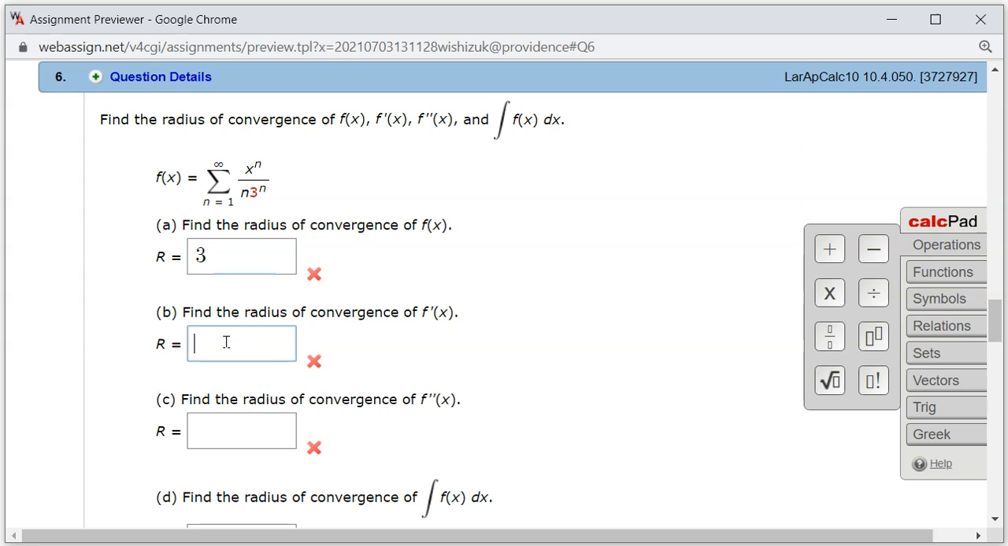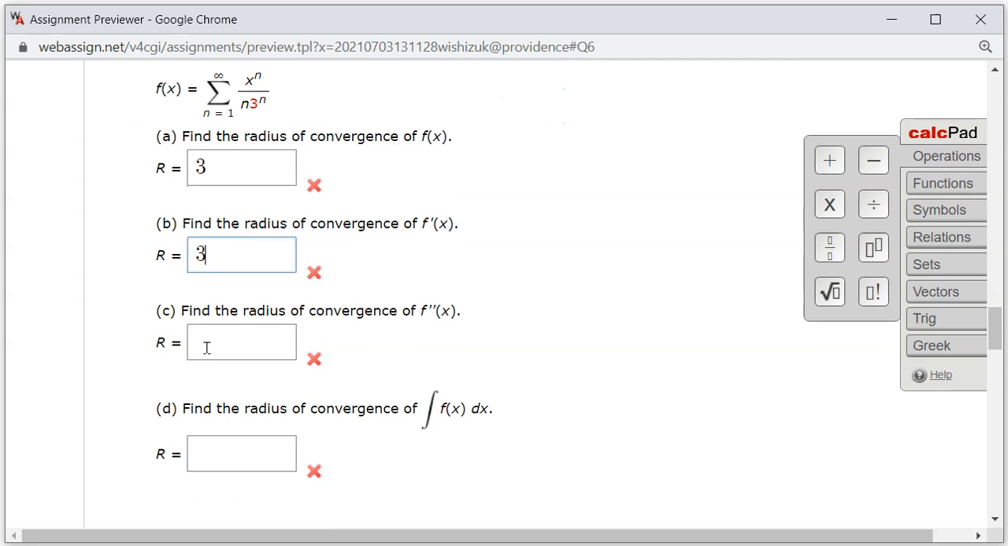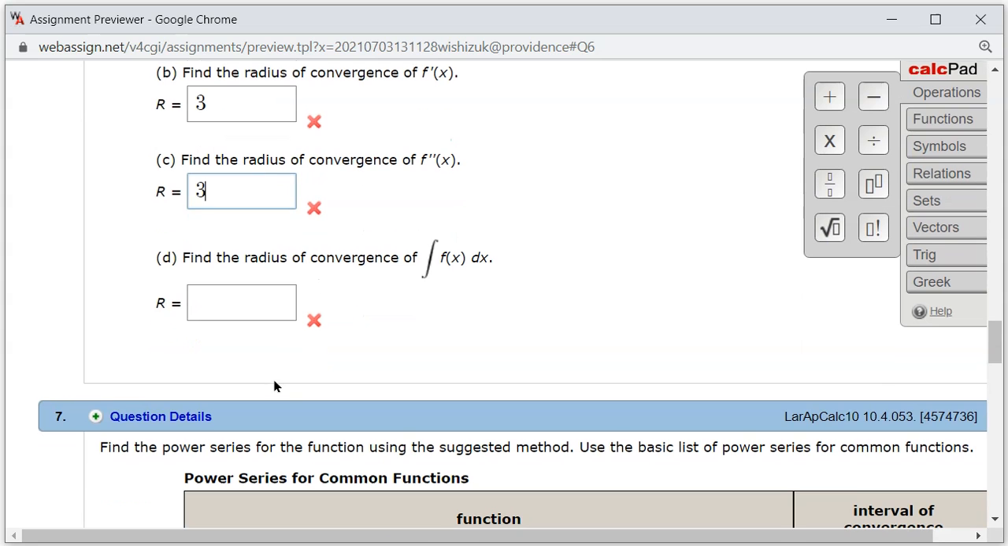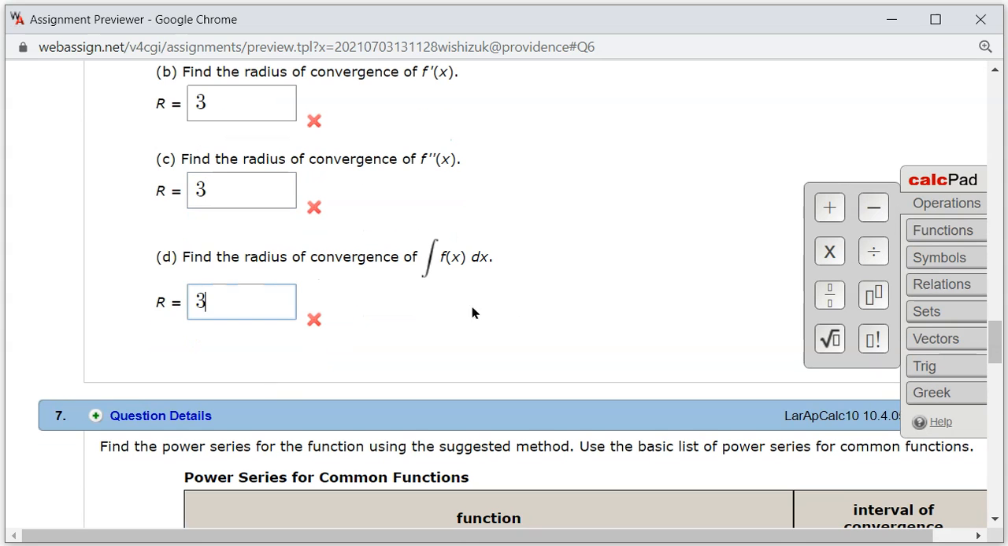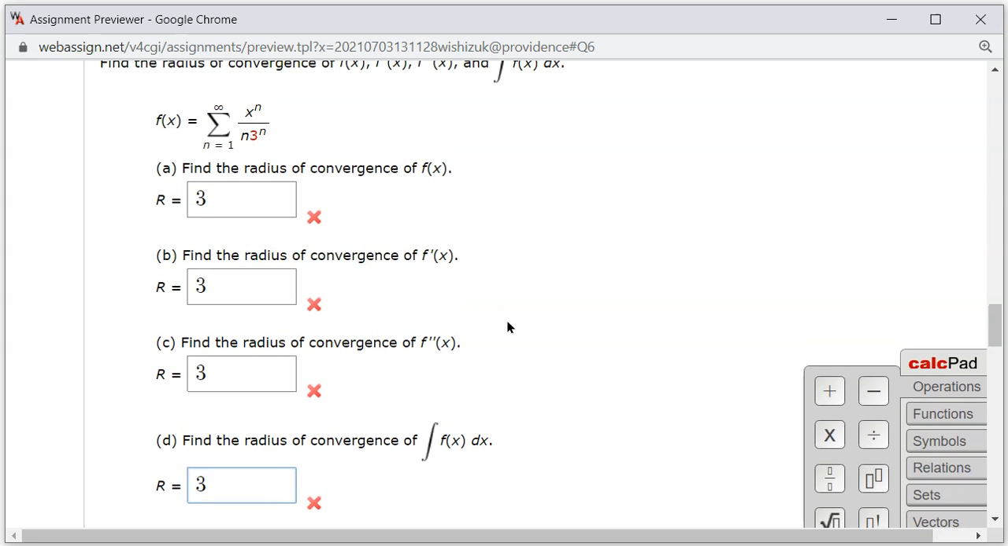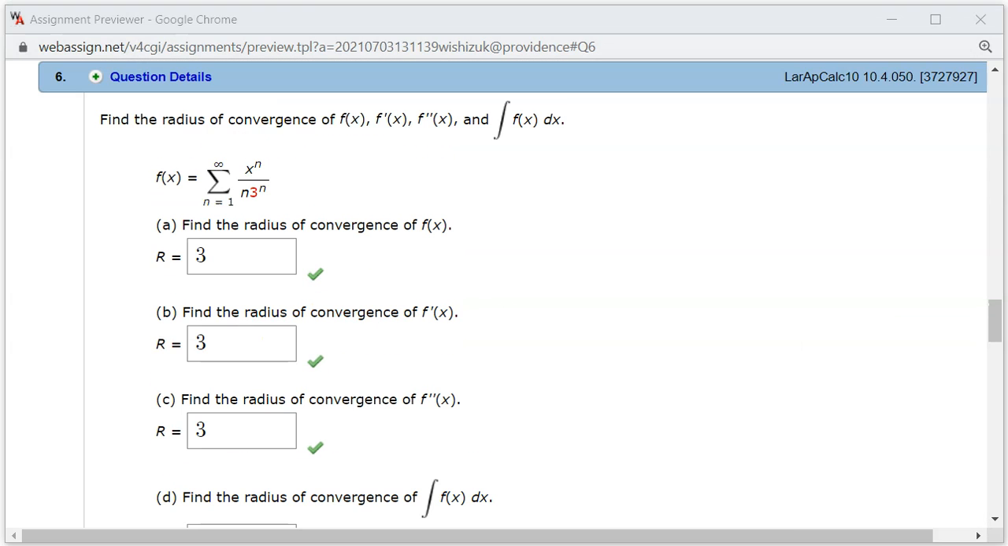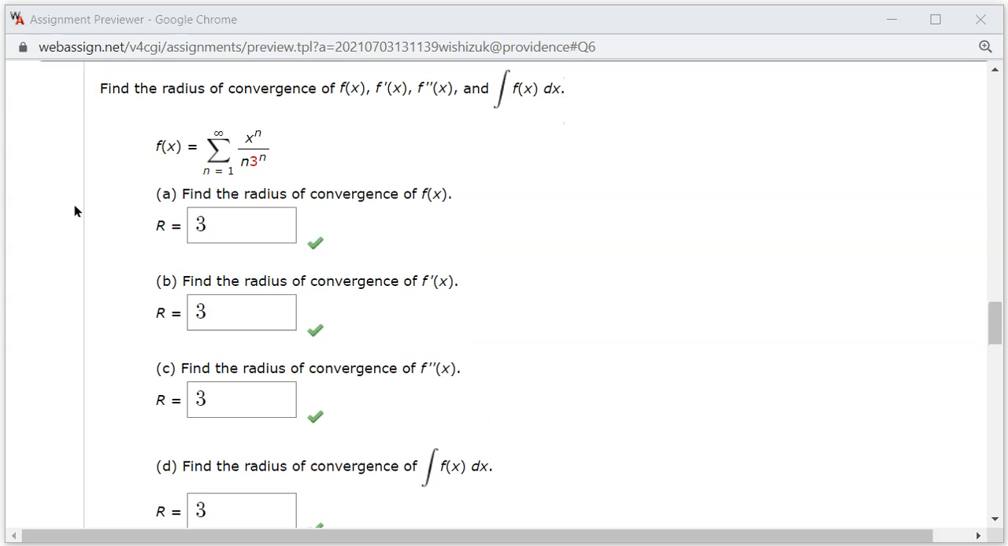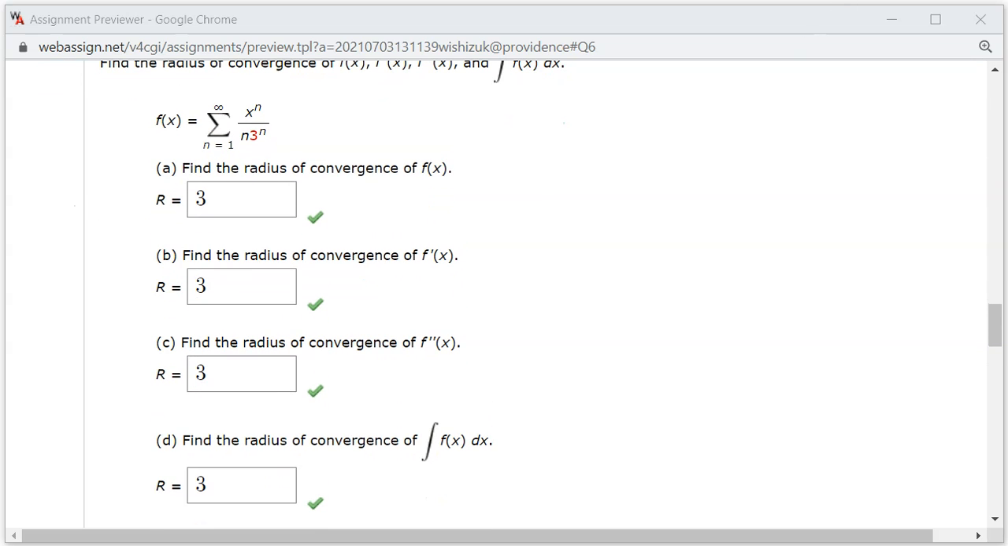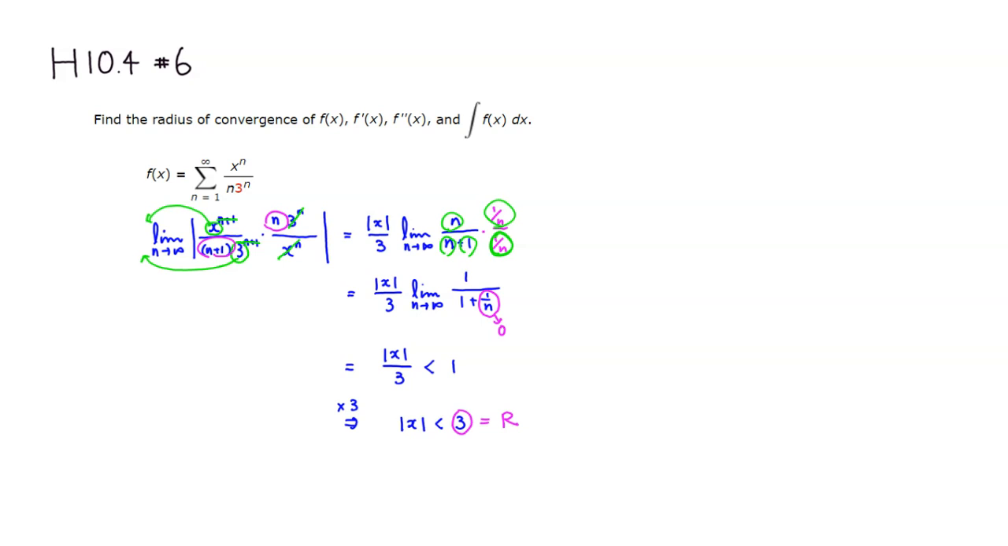And the derivative has the same radius of convergence, and the second derivative is the same, and the antiderivative the same. All right, so let's check the answer. All right, I came back and looks like we got all 4 correctly. All right, that's it. I hope that this was clear.